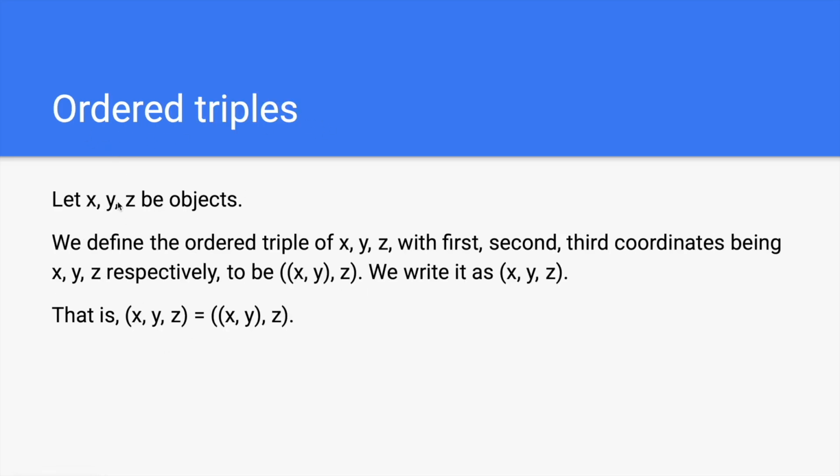Ordered triples. Let x, y, z be objects. We define the ordered triple of x, y, z with first, second, and third coordinates being x, y, z respectively to be ((x, y), z). We write it as (x, y, z). That is, we have this expression. An ordered triple is defined to be the way like this because we can use it to define what a function is as an ordered triple. This will be discussed in the next video.